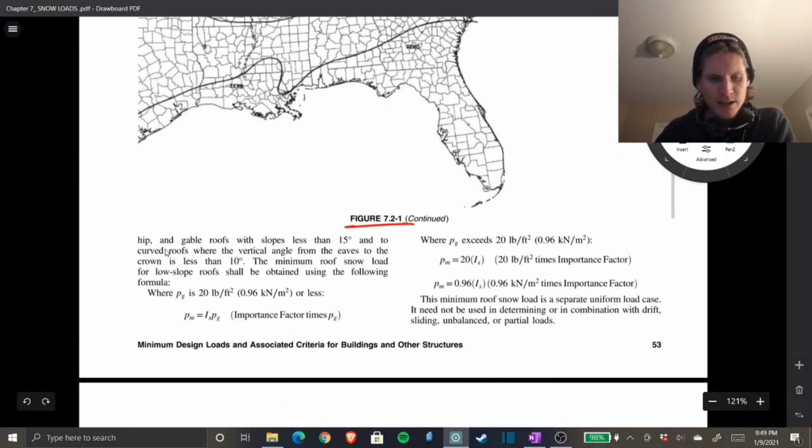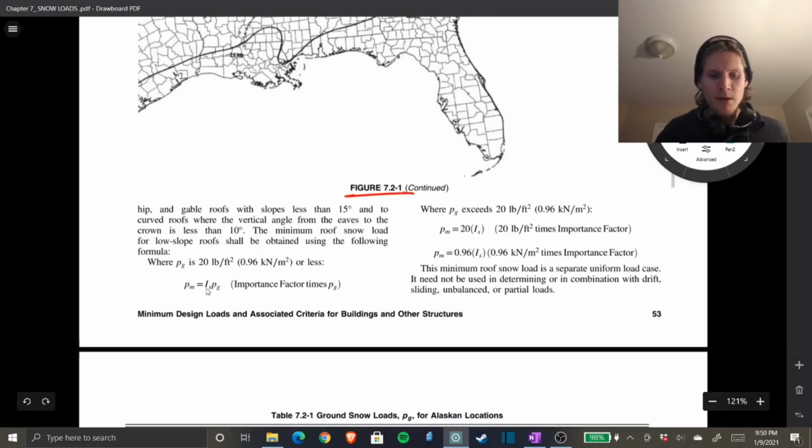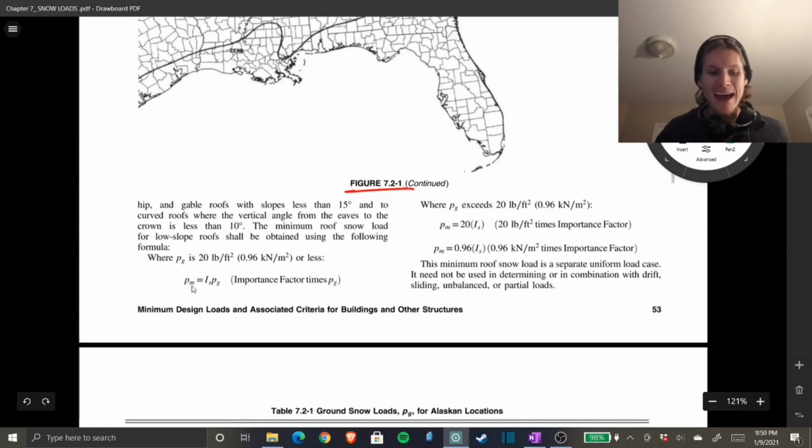And if you keep going to the next page, you'll see that where P sub G is 20 pounds per square foot, PSF, or less, that falls into our category. We are exactly 20. Then your minimum roof snow load, P sub M, needs to be equal to your importance factor times your ground snow load.